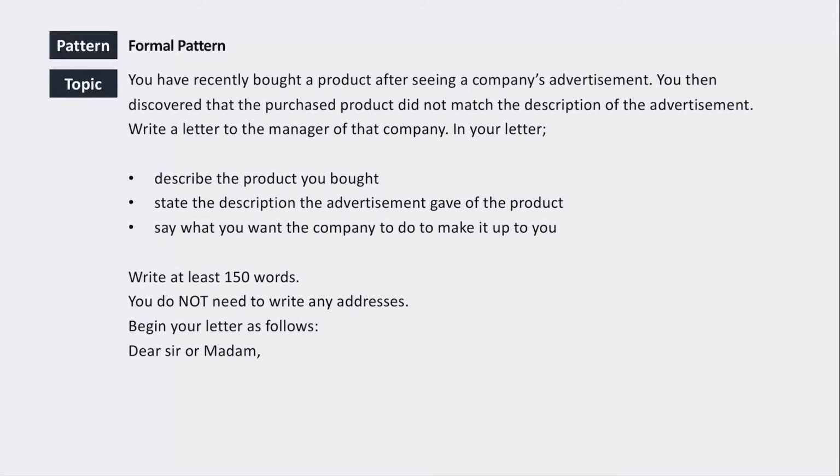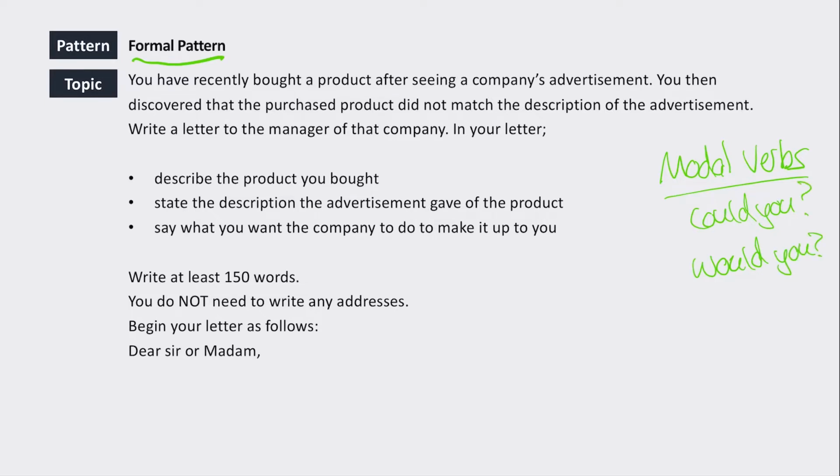Okay, so we're looking at an IELTS pattern for the general training. So we're doing the formal pattern letter. So remember, when you're writing formally in English, we want to use a lot of our modal verbs. When I say modal verbs, do you know what I mean? Could you, would you? You're always asking in a polite way, that's how you ask people to do things.